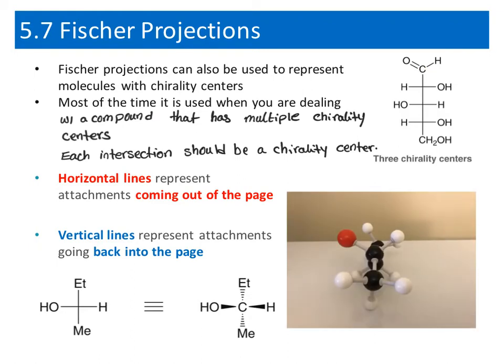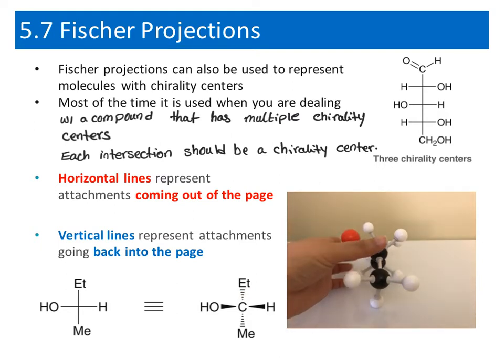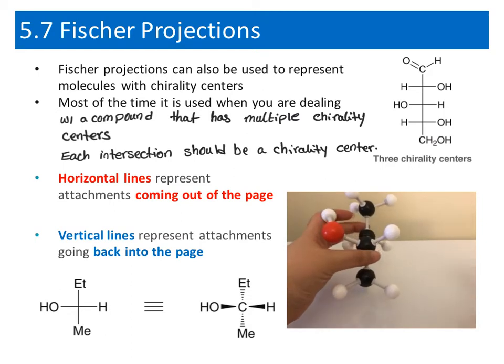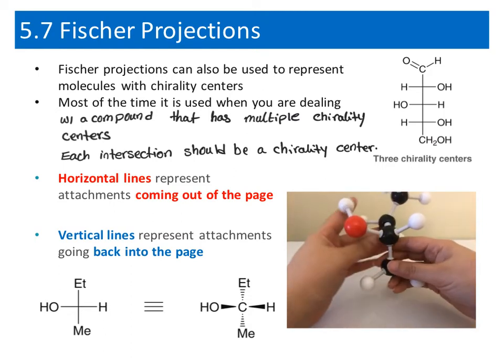When we look at Fischer projections, any group that is drawn in the horizontal line is coming out of the plane of the page, and we show that with the wedge bond right here. And anything that is drawn in the vertical line is going into the plane of the page. It is shown with the dash bond. So I made a model of this molecule. Let's look at it together. This is the model that we have.